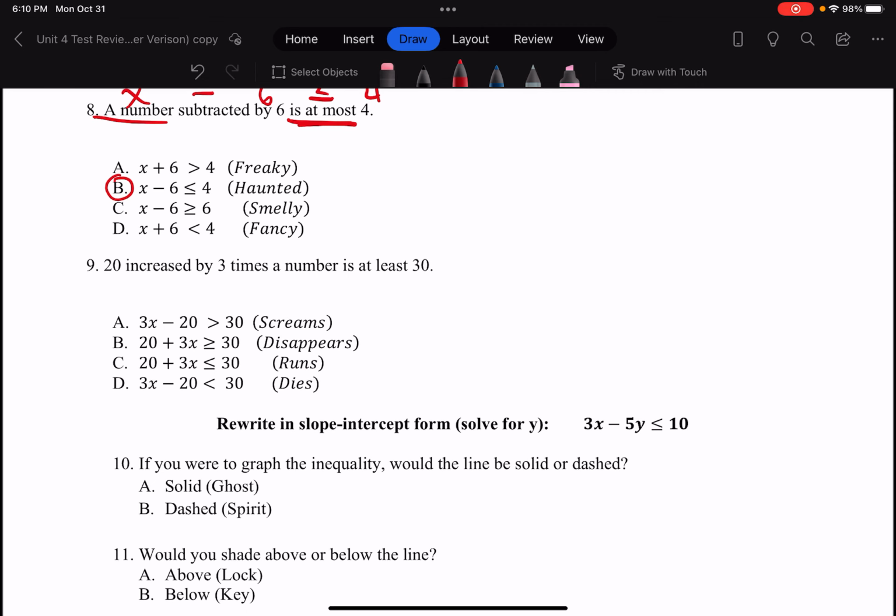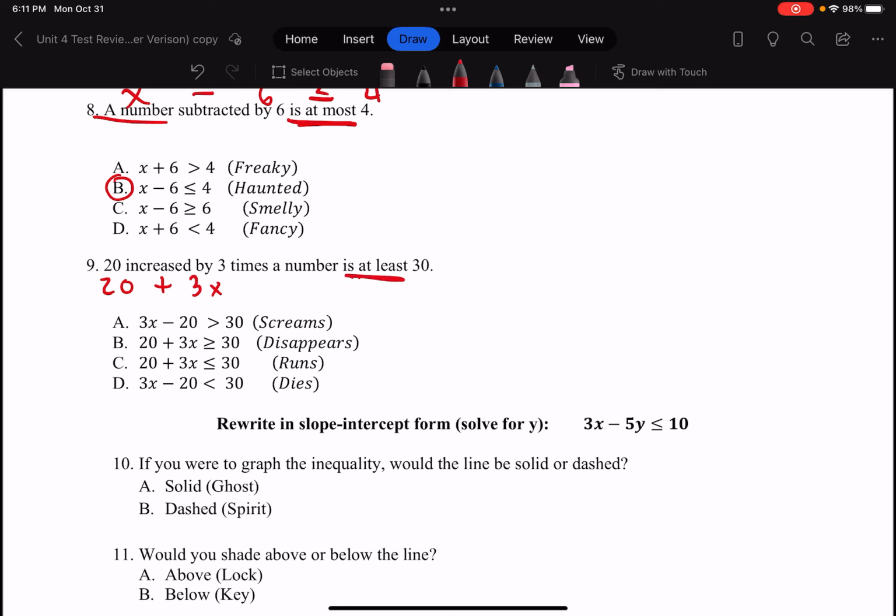For number 9, I've got the number 20 increased by. So that's going to give me 20 plus. So my operation for increased by is addition. And then 3 times a number. That's going to be 3 times some number that we don't know. So I'm going to say plus 3x.